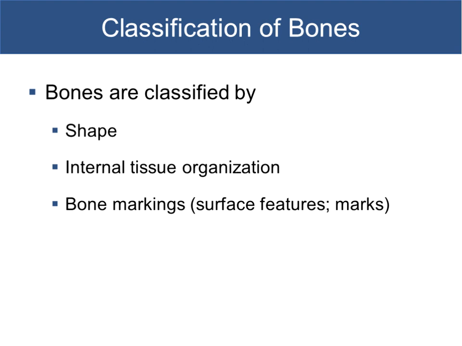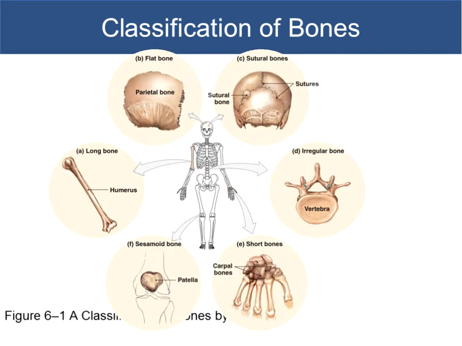So for your lab practicals, it would be very important to understand, and you're going to have to know it for your lab practicals, what are all these different little features on the bone and what do they mean? Those bone markings can also tell us the approximate age and gender of skeletal remains. So the primary classification that we're going to use in lecture for classifying your bones would be based on shape.